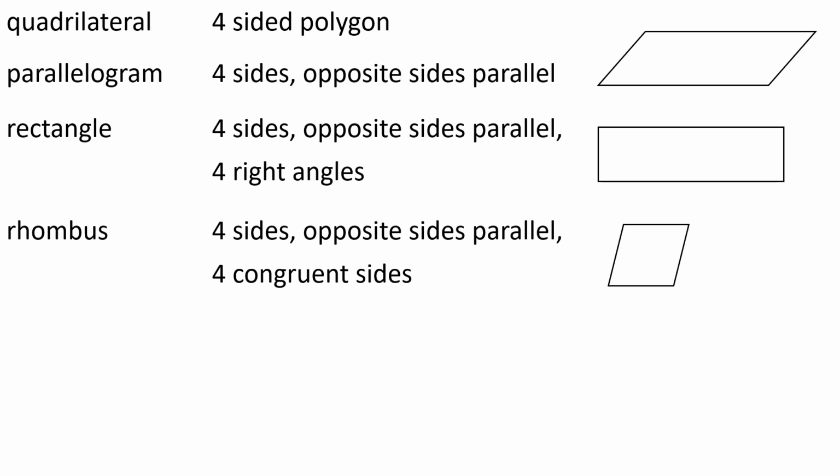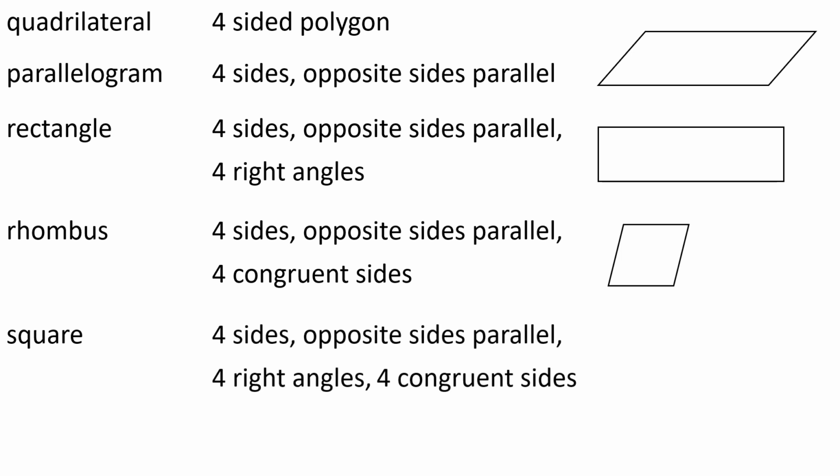And then there's the most special parallelogram of all, the square. The square has 4 sides. Opposite sides are parallel. There are 4 right angles. And all 4 sides have the same length. In other words, all 4 sides are congruent. So that is the family of parallelograms that are part of the quadrilateral family.